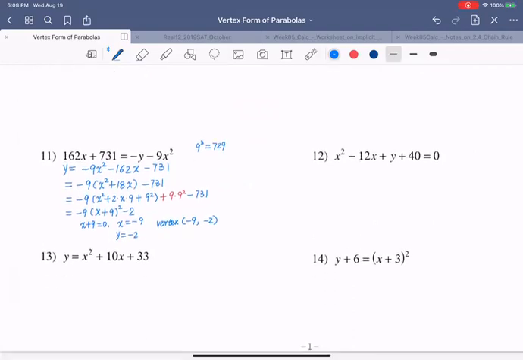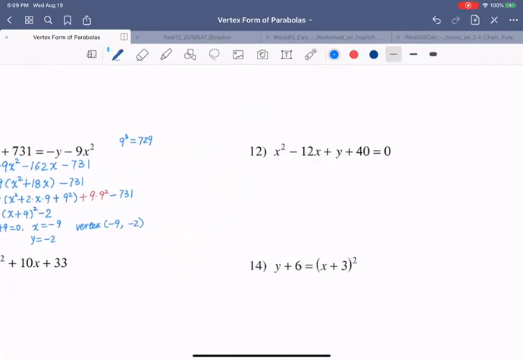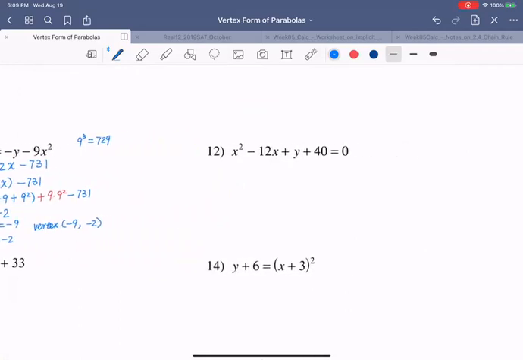Now let's do, Angela, let's do number 12, okay? You want to put y on one side, you want to move everything to the other side, okay? So let's first get y equals to what? Y equals negative x squared plus 12x minus 40. Next.